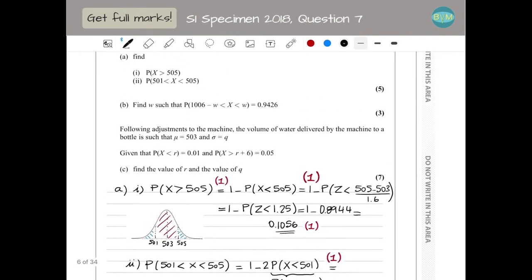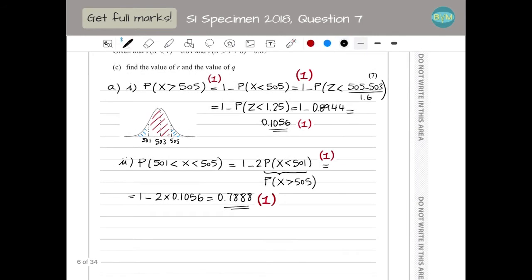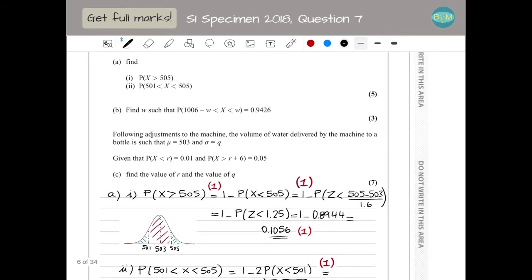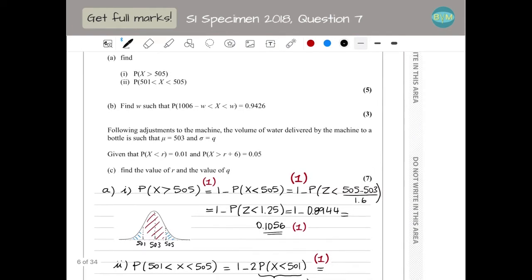Then for B, and I think you need to realize this, it's not completely obvious. We need to find a W such that this probability is 0.9426. So let's go and write that. For B, they want the probability of 1006 minus W smaller than X, smaller than W, is 0.9426.